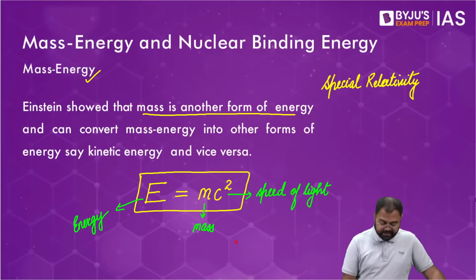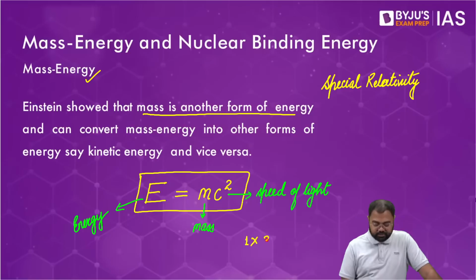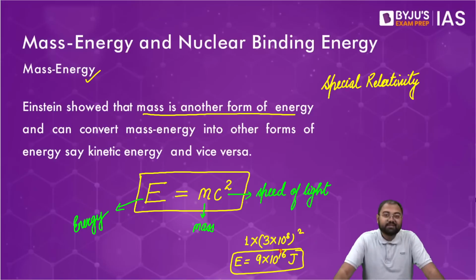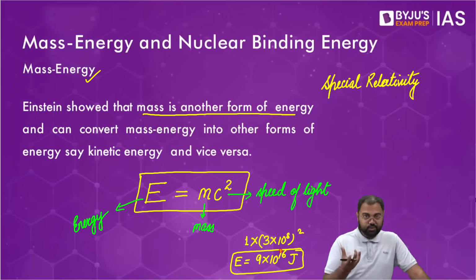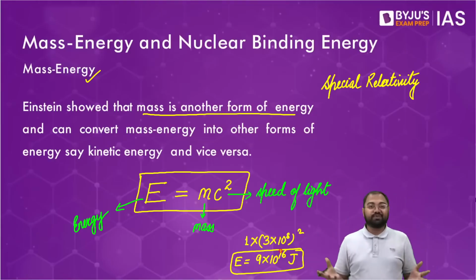All right. So let's say suppose that we are talking about a mass of 1 kg, that you have 1 kg of nucleus. So if you have 1 kg of nucleus, this is 1 into 3 into 10 to the power of 8 squared, meaning 9 into 10 to the power of 16 joules of energy, equivalent to 1 kg of nucleus, right? So just imagine the amount of energy that this nucleus is packing. So now this can completely unfold new forms of energy for us, right?